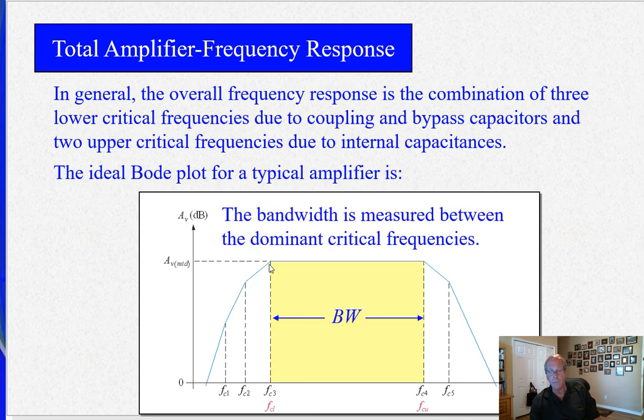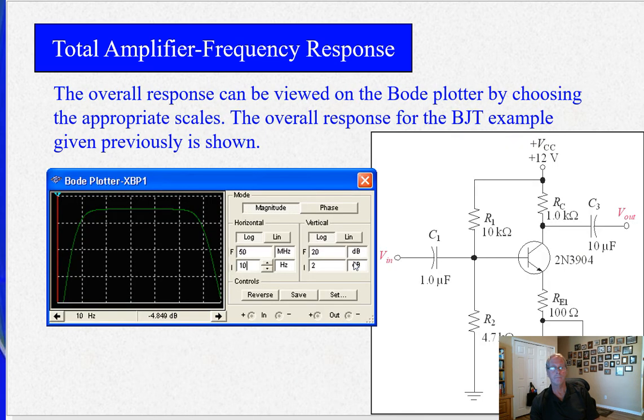So the bandwidth is between the 2 dominant critical frequencies, the first one that happens on either side. This area here is the mid-band gain. AV mid is what this is. So this is the gain of the amplifier, AV mid. And you can Bode plot that whole thing. And we had 7.4 megahertz. I don't know what this goes. Yeah, it looks like about 50 megahertz. So this is going to be our 47 hertz down here, and that's going to be our 7.4 megahertz, if that's the same circuit, probably is. You could build this and do this in Multisim. I encourage you to. Be a good exercise.